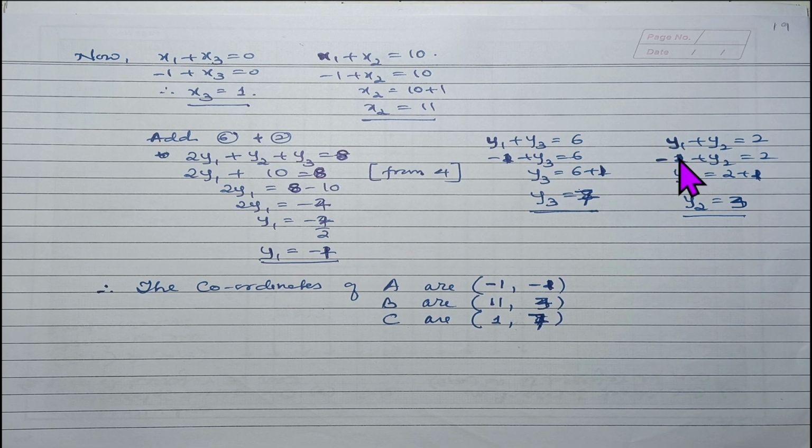Put the value of y1 here minus 1 and find out y2, and the value of y2 is 3. So we have got all the values of x1, x2, x3, y1, y2, y3. Therefore we can find out the coordinates of the vertices of the triangle ABC. The coordinates of A are minus 1, B is 11, 3 and C is 1 and 7. So that is the method of solving this example. It is slightly lengthy, or definitely lengthy, but easy if you understand the method and the procedure.